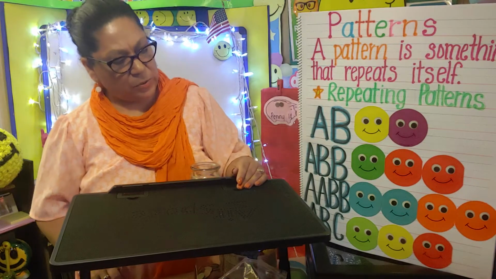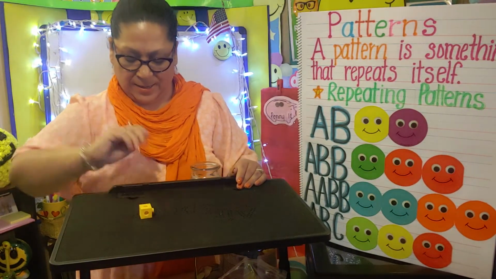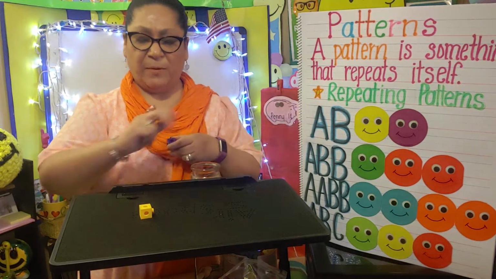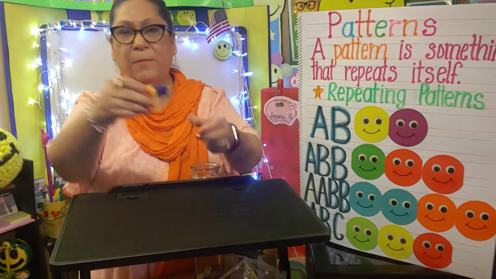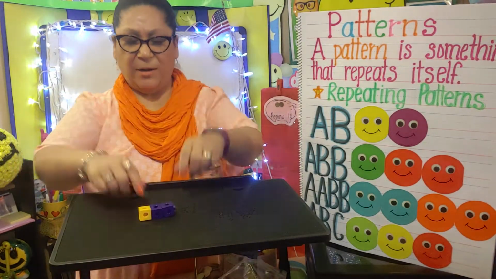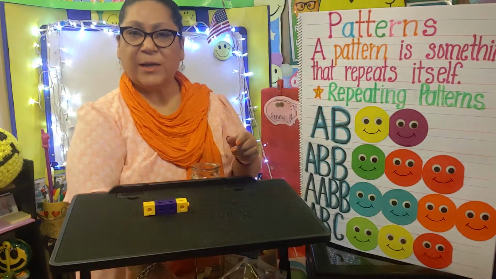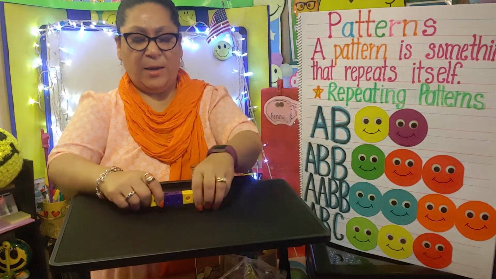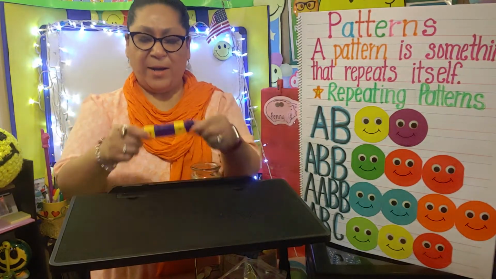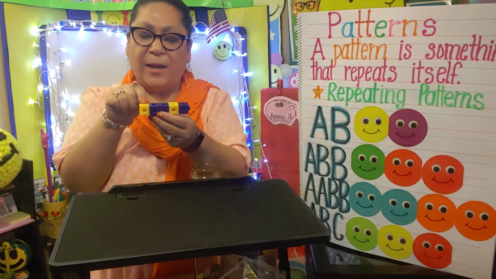Okay. Let's use A. Let's use a yellow one for A. Let's use blue for B. Ready? A, B, B. Am I done? No, let's keep going. A. What's next? B. Oh, I know what's next. It's a yellow one. Am I right? No, because it has to be ABB.